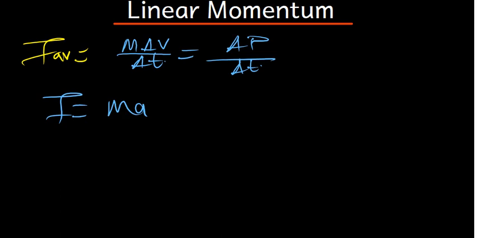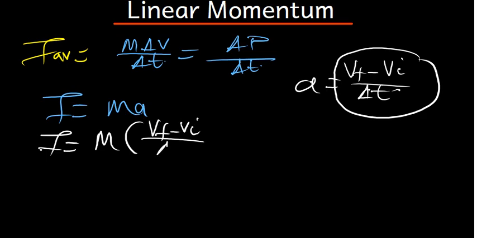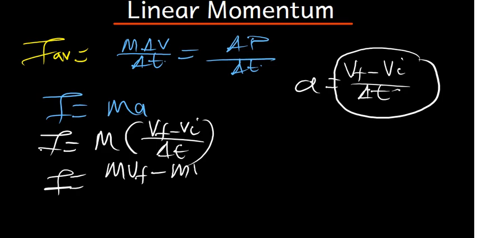We know that acceleration is given by v final minus v initial, everything divided by time. Let's say this is change in time. So I'm going to replace this with my acceleration there. I'm going to have the force equal to mass, open brackets, v final minus v initial, everything divided by change in t. Now if I distribute m, this is going to be m v final minus m v initial, everything divided by change in t.